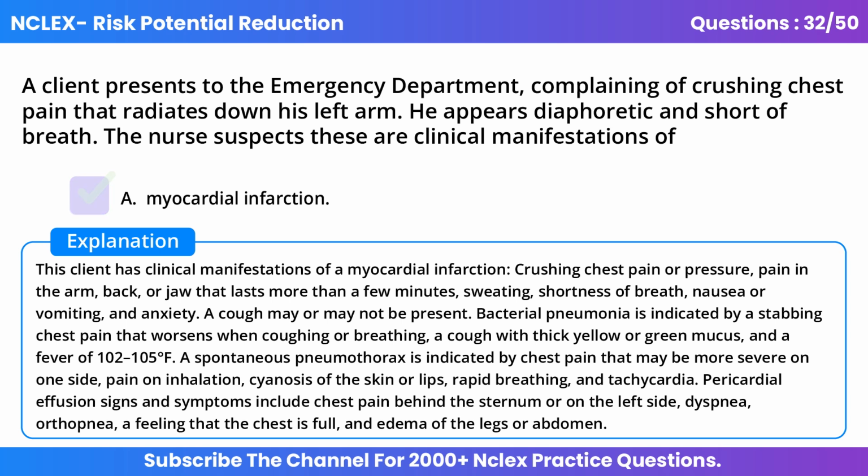Bacterial pneumonia is indicated by a stabbing chest pain that worsens when coughing or breathing, a cough with thick yellow or green mucus, and a fever of 102 to 105 degrees Fahrenheit. A spontaneous pneumothorax is indicated by chest pain that may be more severe on one side, pain on inhalation, cyanosis of the skin or lips, rapid breathing, and tachycardia. Pericardial effusion signs and symptoms include chest pain behind the sternum or on the left side, dyspnea, orthopnea, a feeling that the chest is full, and edema of the legs or abdomen.